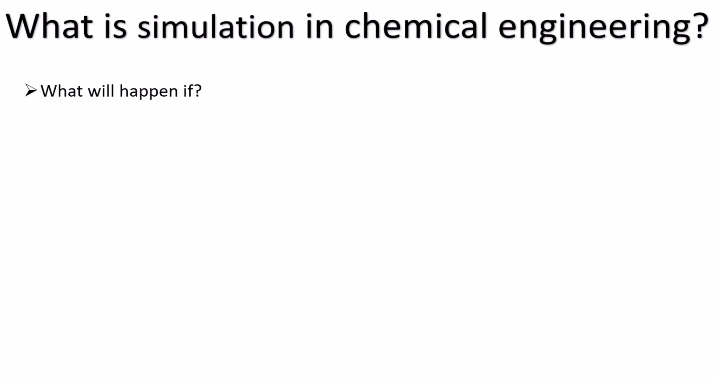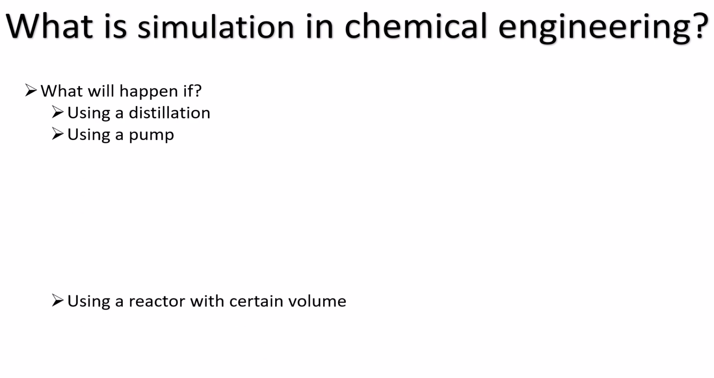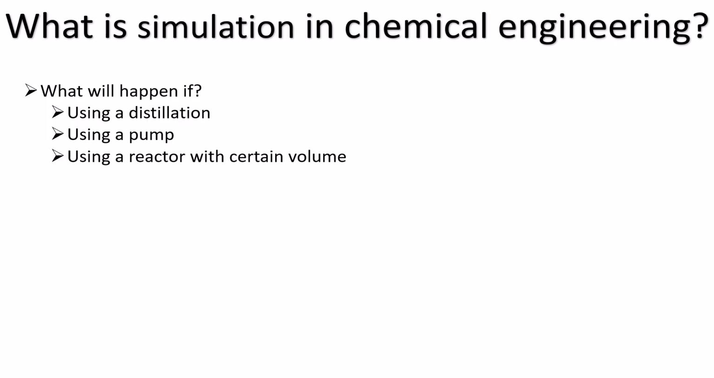So what does a simulation in chemical engineering really mean? It is the answer to the question: what if? What if I want to separate a mixture of A and B using a distillation column versus some other separation process, or what if I want to flow this liquid using a pump, how much pressure do I need to apply? Or what if I use a reactor of a certain volume, will I get the desired reaction mixture, will I get the desired concentration of products or not?